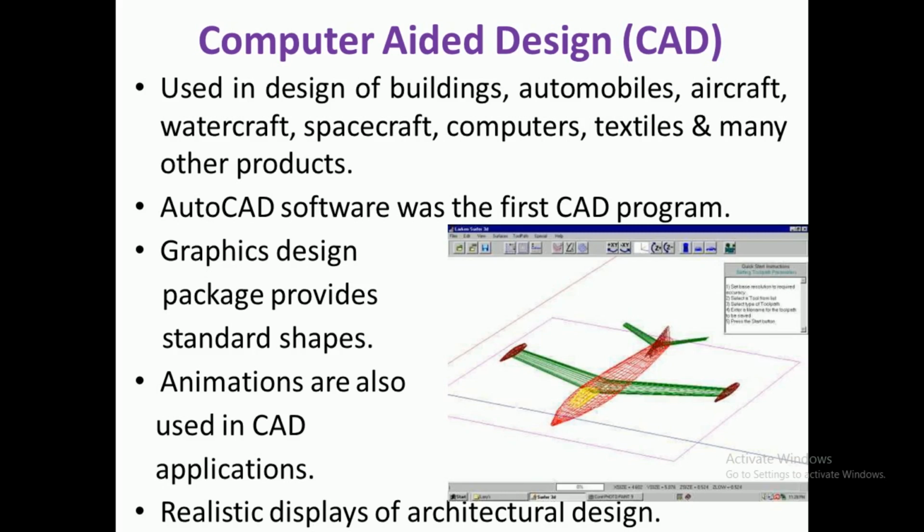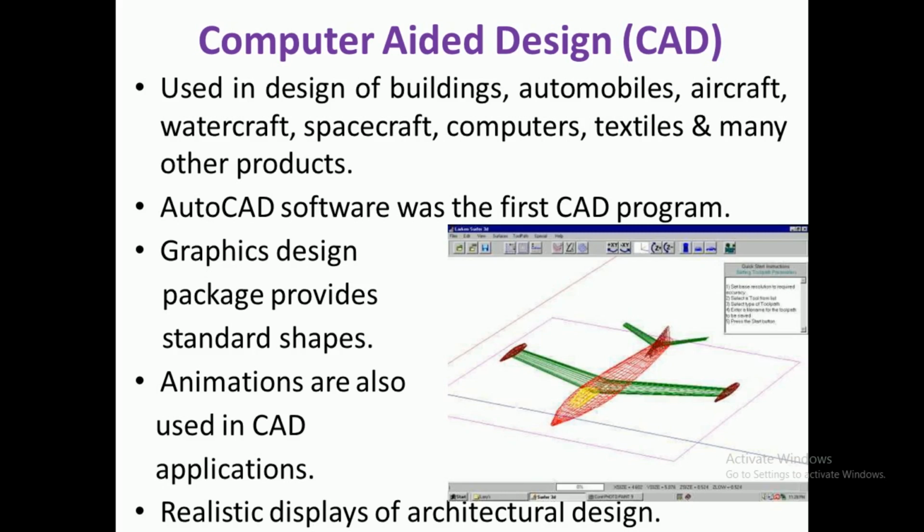building or design. AutoCAD software was the first CAD program. As I told, this AutoCAD software comes under computer graphics programming. Graphics design packages provide standard shapes, so that you can build. These applications will help you to build very fast, because every package contains standard shapes. If you want an aeroplane, then there is a shape called aeroplane, just to modify as per your customization, as per your requirement.